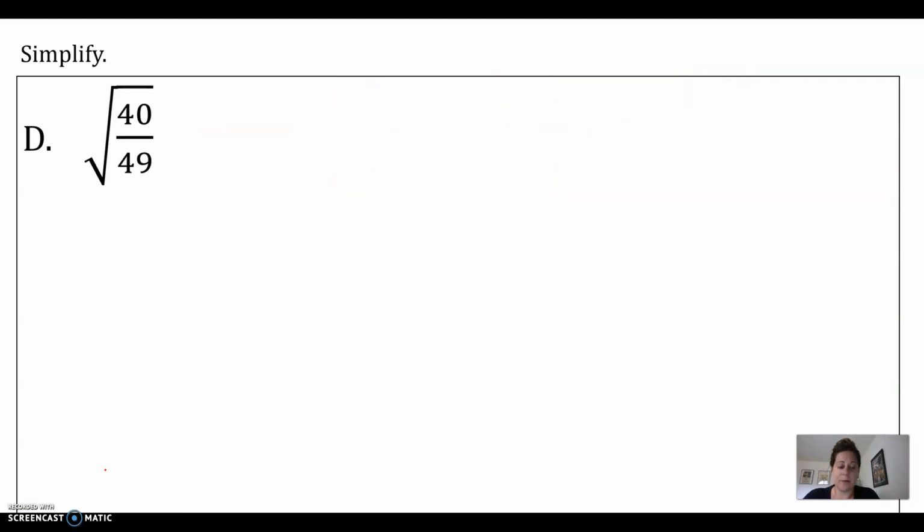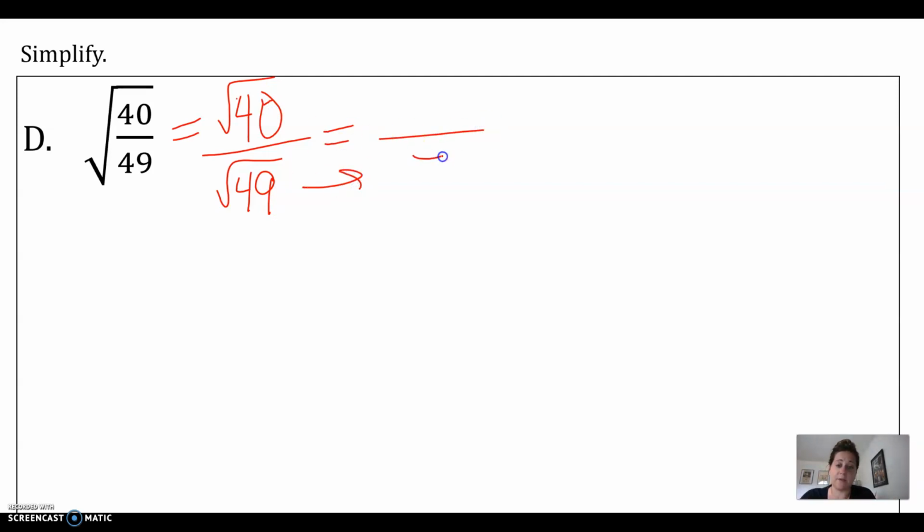So you have the big radical 40/49. So same property as before. We are breaking apart the radical into 2 smaller ones. Now, I'm pretty sure that you should know that the square root of 49 is 7. Wow, so you just get a 7 and you get the radical of 40.